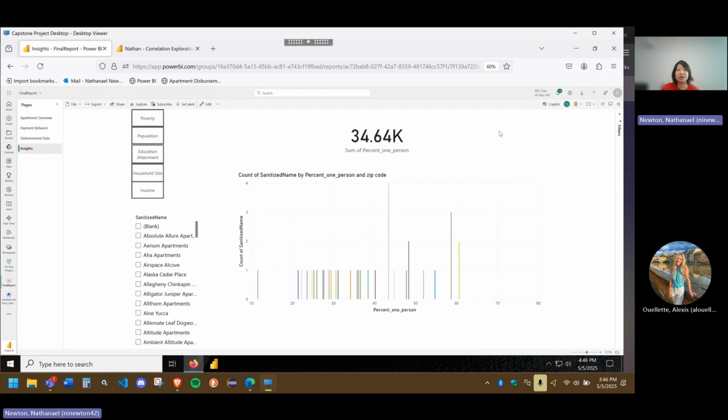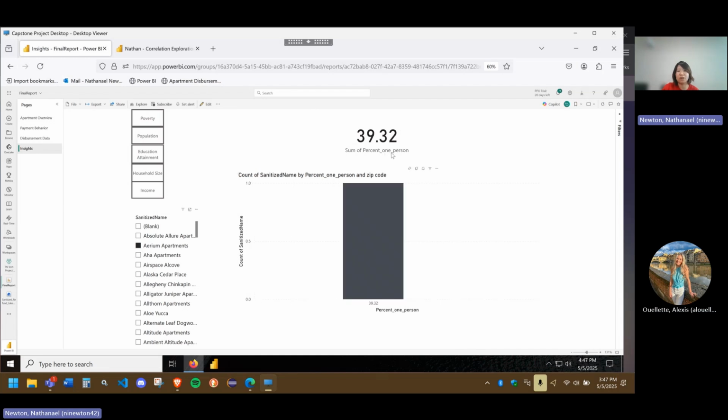This is Shankin Tudong. Here we work on household size. Here we can see the persons per household: 2 per household, 3 per household, or 4 per household. We compare the apartment name by household size, and we can choose the apartment name. If we click here, we can see it changes the sum of the percent of per household size. Thank you so much.